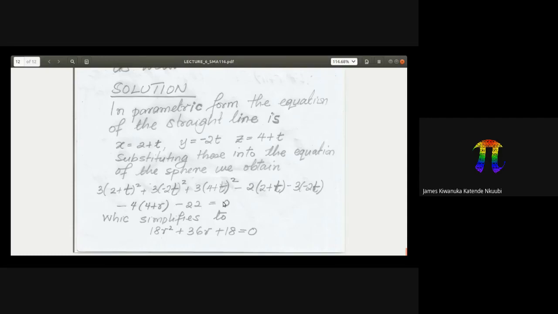Once you expand all these terms and put the like terms together, this should be t, not r. So it should be 18t squared plus 36t. I don't know why I have r. Even this one should be t. This last one should be t, because this is 4 plus t. Okay, I think you can do that correction. This should be t squared, and this r again should be t. So basically, you have a quadratic equation in t, which you can solve.